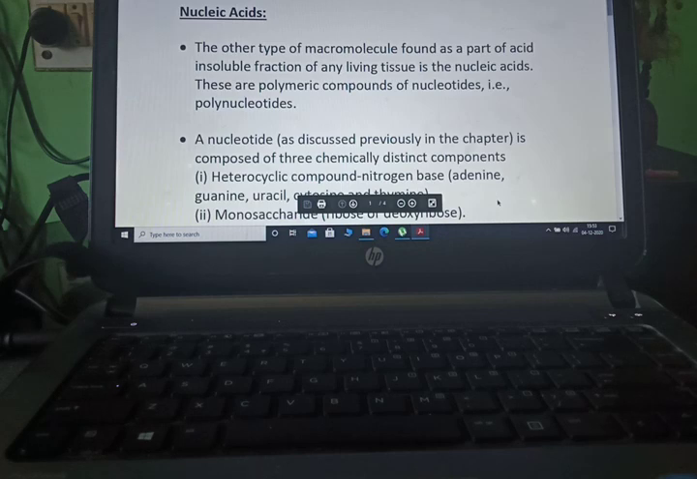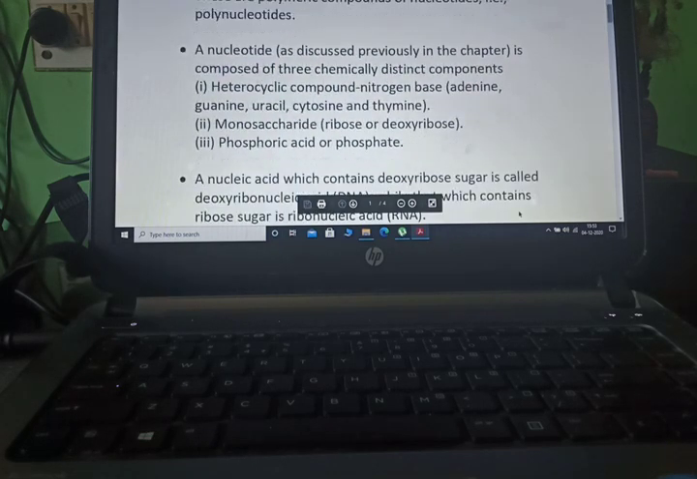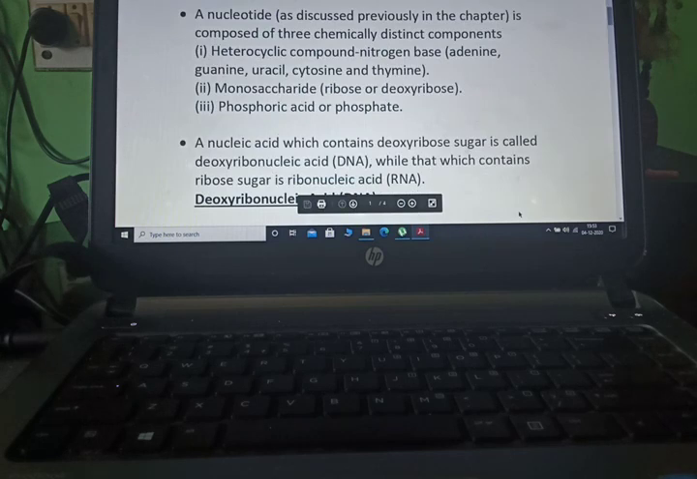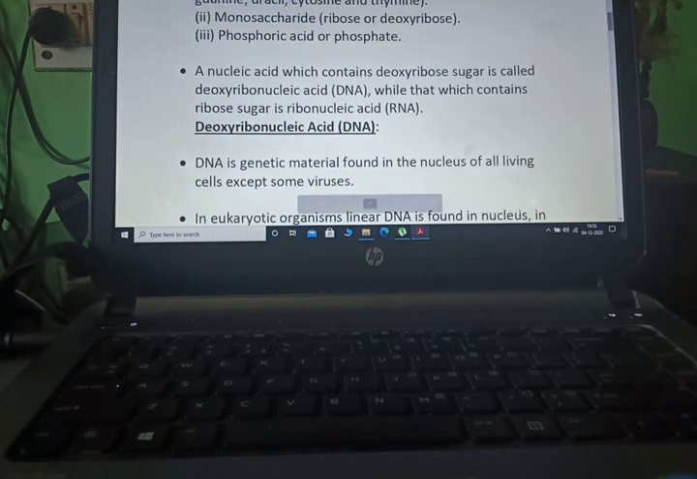The other type of macromolecule found as a part of the acid insoluble fraction of any living tissue is the nucleic acid. These are polymeric compounds of nucleotides, that is, polynucleotides. A nucleotide is composed of three chemically distinct components: a heterocyclic compound, the nitrogen base, that is adenine, guanine, uracil, cytosine and thymine; a monosaccharide, ribose or deoxyribose; and phosphoric acid or phosphate.